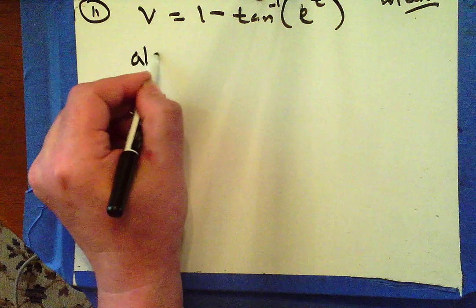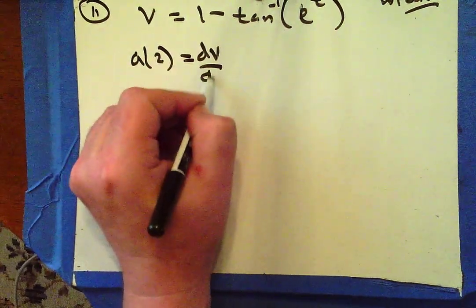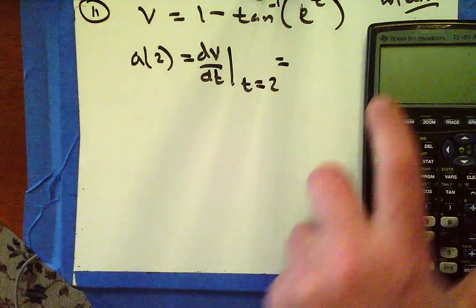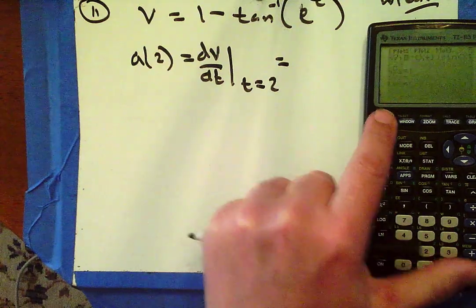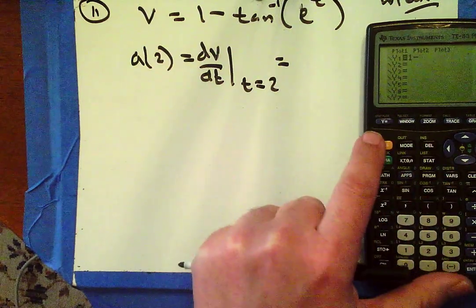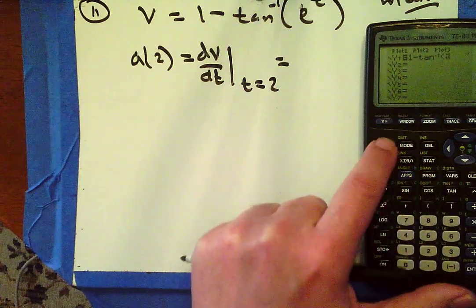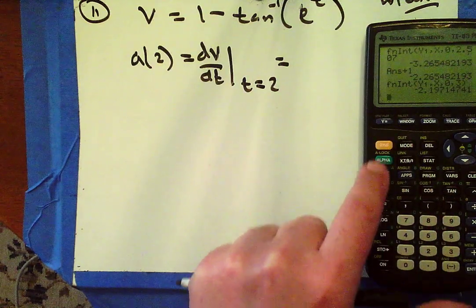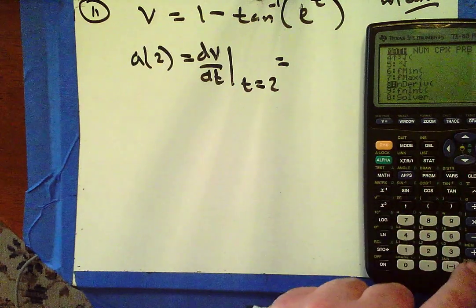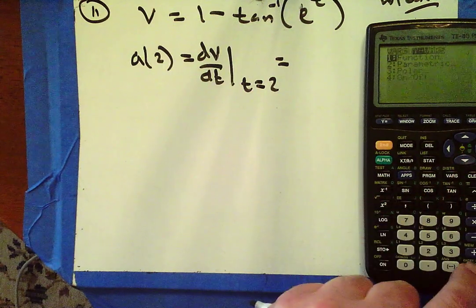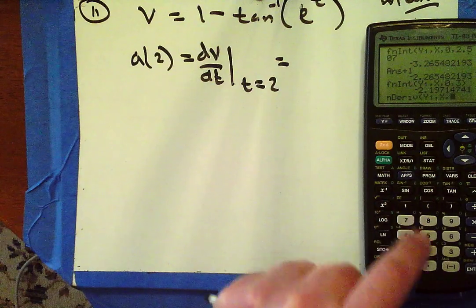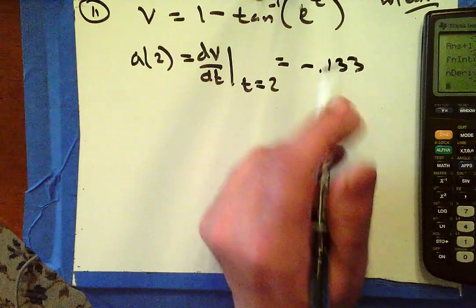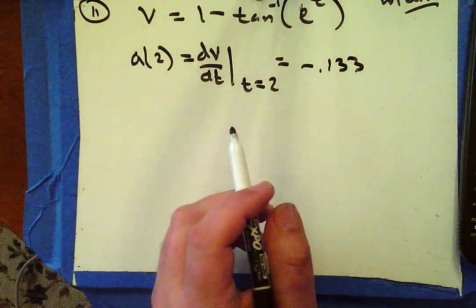So I want a of 2, which is dv dt evaluated at t equals 2. And I don't have to set up anything more than that. I just need to go over to my calculator and type in 1 minus inverse tangent e to the t, close two parentheses. Now I need the derivative of this function, y1, comma x, comma at time equal to 2. And I get negative 1.33.